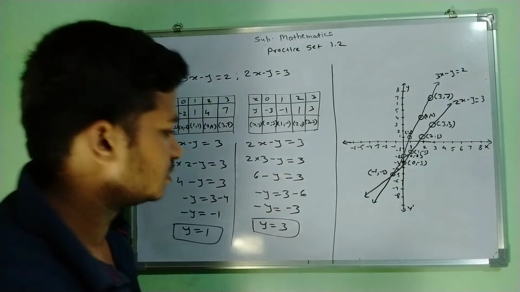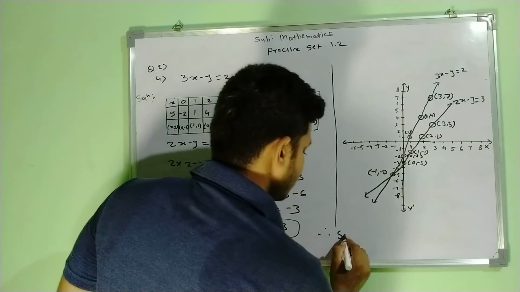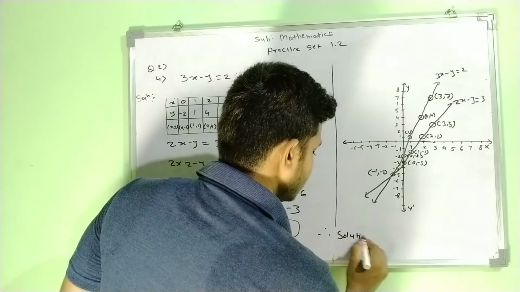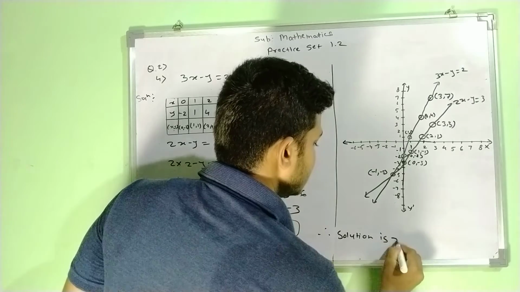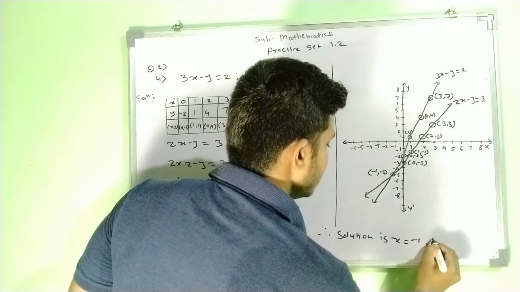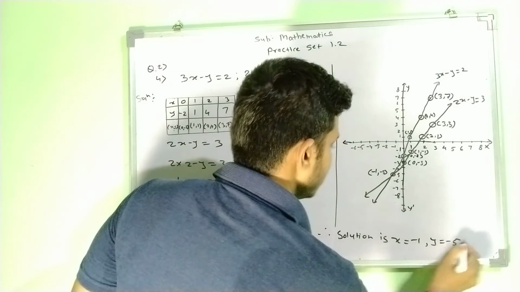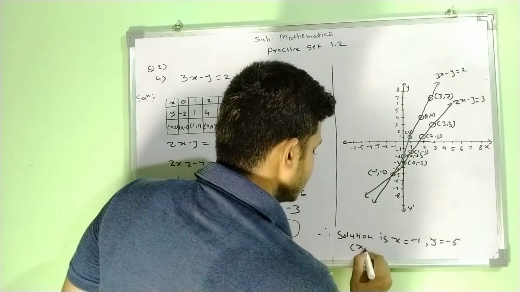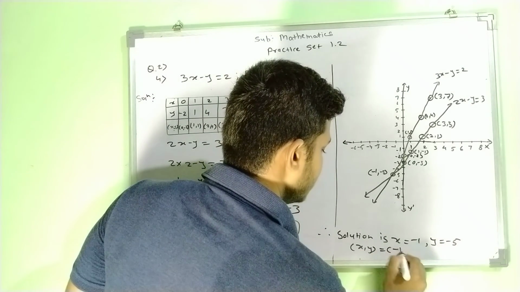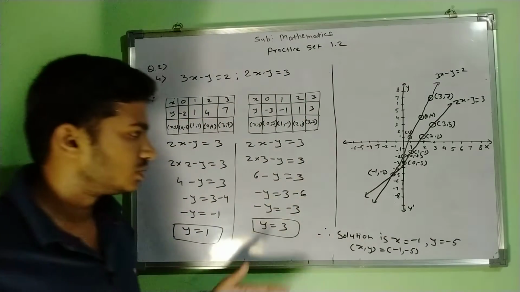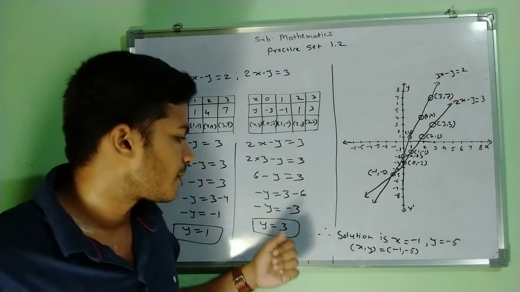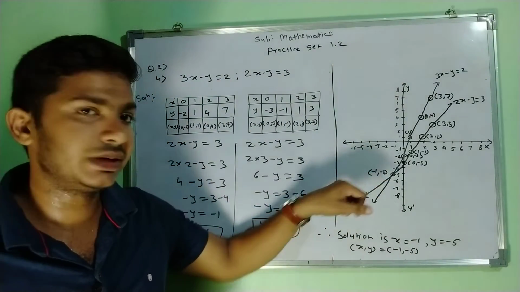So this is the solution. Therefore, the solution is x is equal to minus 1, y is equal to minus 5. Or we can write the ordered pair (x, y) is equal to (-1, -5). So this is how you have to solve that example, and the solution will be the point of intersection of two lines.